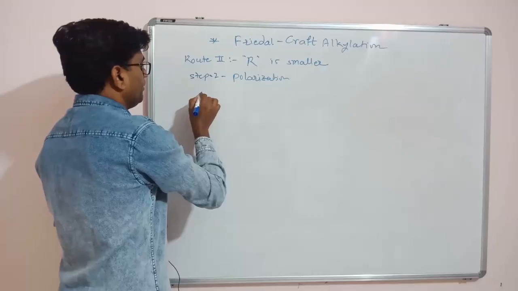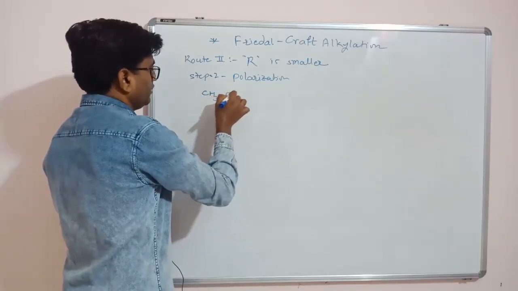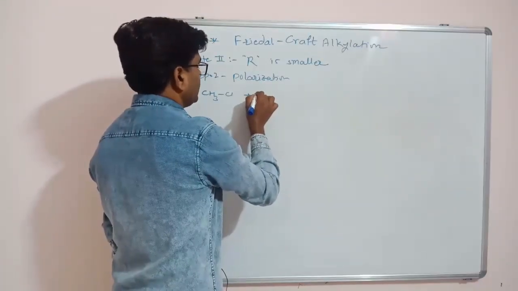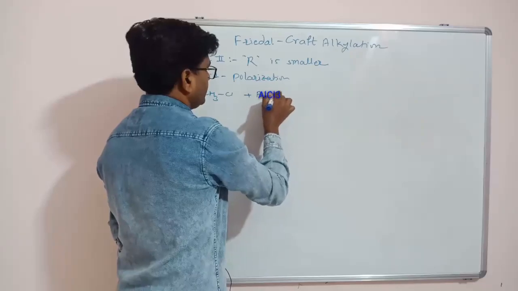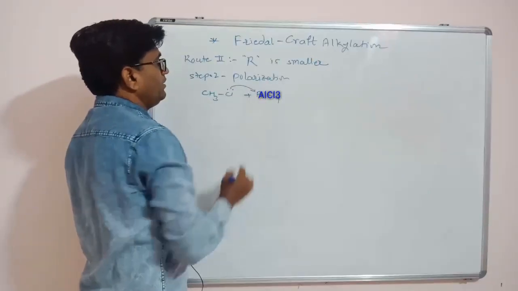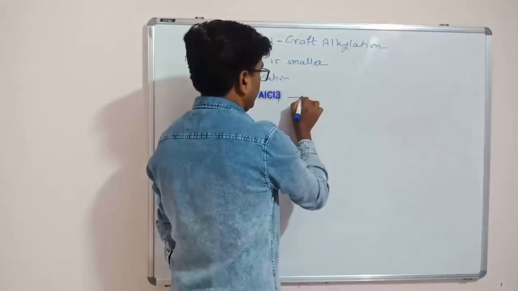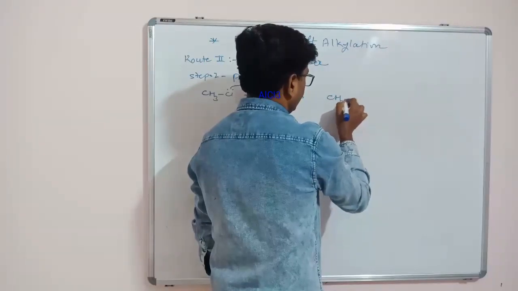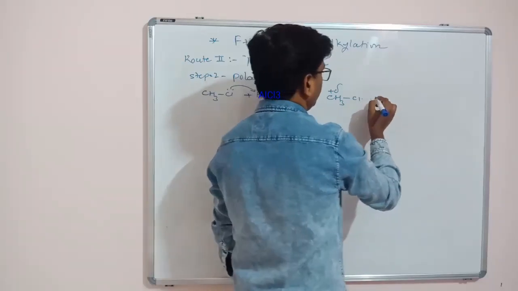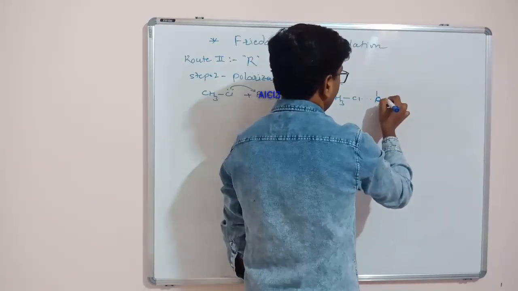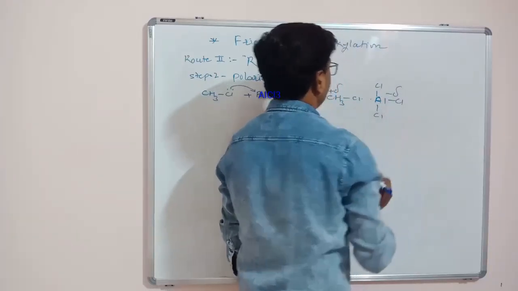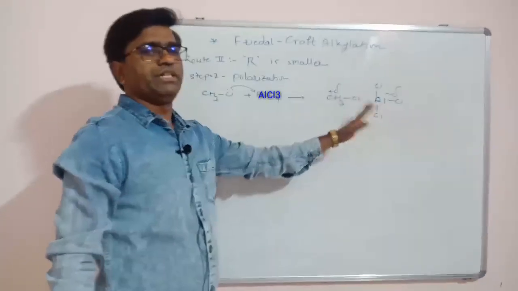In that case, suppose methyl chloride is a smaller alkyl halide and our Lewis acid catalyst is AlCl3. So this lone pair will attack on this Al and there is a polarization. So what will happen? CH3 becomes partial positive, here will be Cl, this partial bond will form, this is Al, Cl, Cl, Cl, and this is the partial negative charge, and this complex we will get.